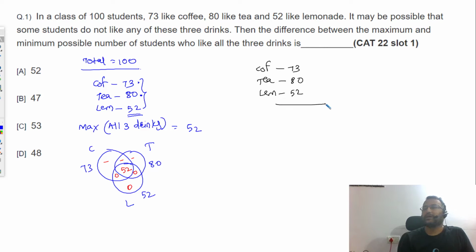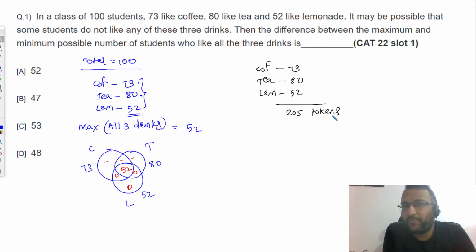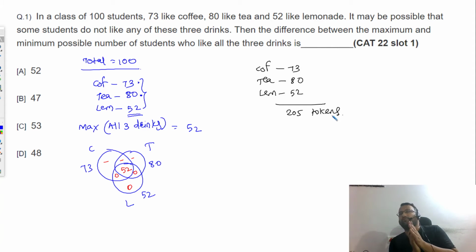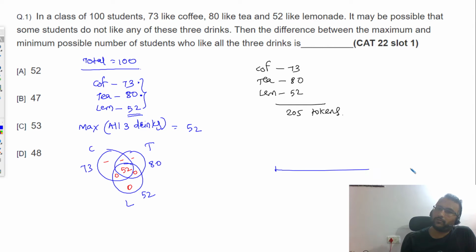Total how many tokens are there then? This addition is equal to 205 tokens. We need to minimize the number of people who are getting exactly 3 tokens. So for that what we will be doing? We will be maximizing the people who are getting less than 3 tokens. So let's take the help of a number line over here, student 1 to student 100.